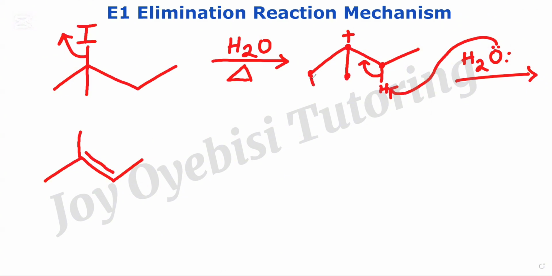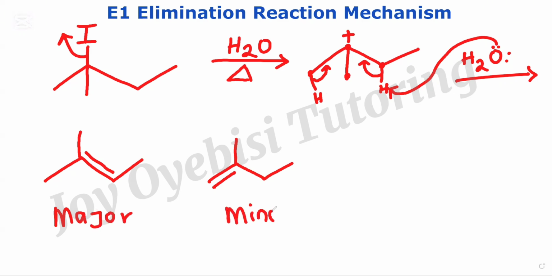So if we decide to take hydrogen from one of these beta carbons that are less substituted, we're going to have a product that looks like this. And this is the minor product. Okay, so you have your major product and you have the minor product.